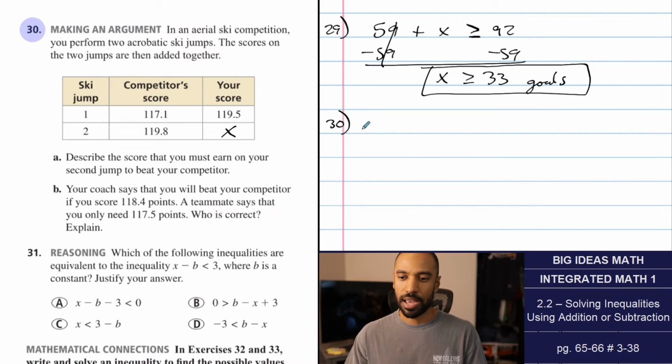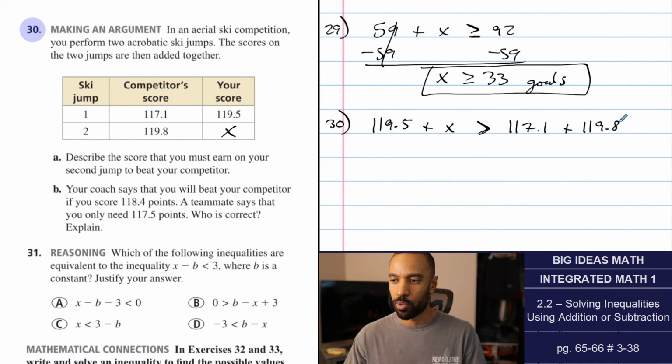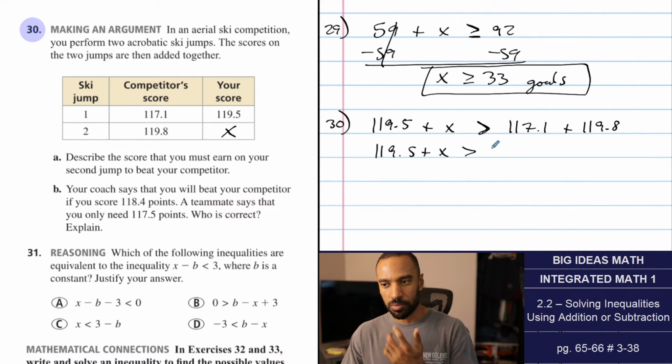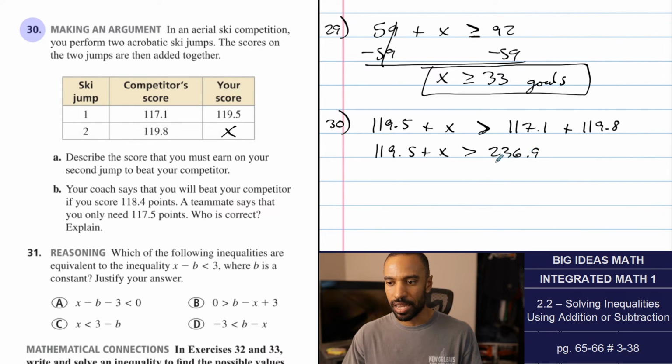So when I take my score of 119.5 and add x points to it, to beat my competitor, the score must be greater than my competitor. Not equal to, but greater than. My competitor's score adds 117.1 with 119.8. If I simplify that side, that'll make me that 236.9, I believe.